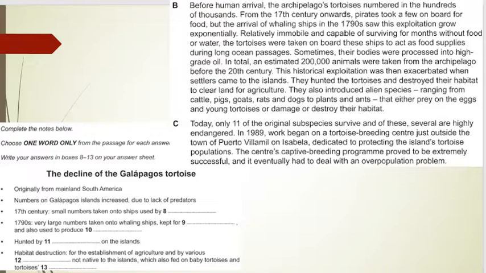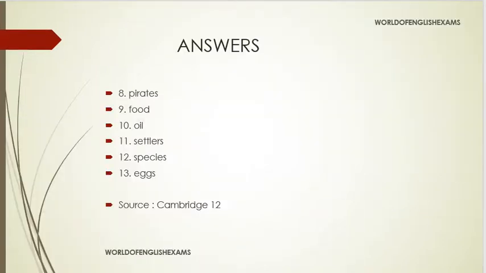Have you understood how to get the right answers, guys? Now let's check whether you have got the right answers or not. So please check for yourself. And again, this passage is from Cambridge 12th, the academic version. So the 8th answer is going to be pirates. That is right. 9th is food. 10th one is oil. 11th is settlers. 12th is species. 13th is eggs. Now, have you understood how easy it is if we get the right technique?